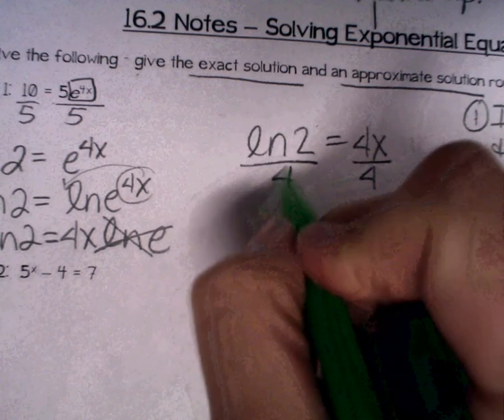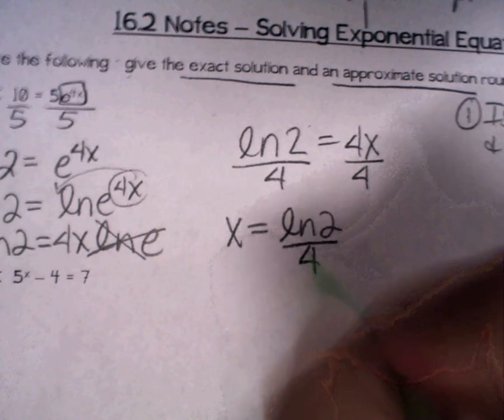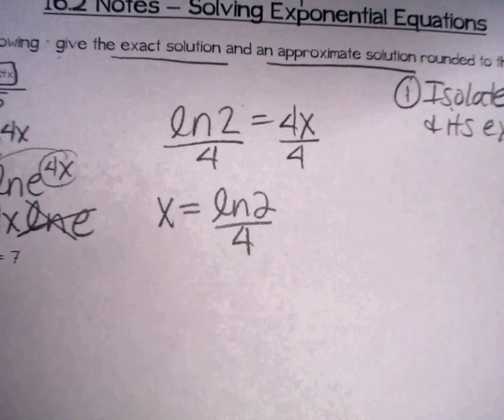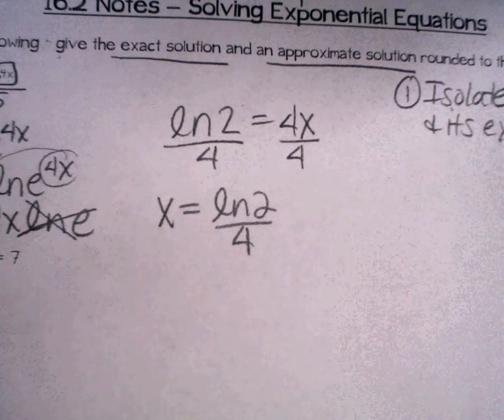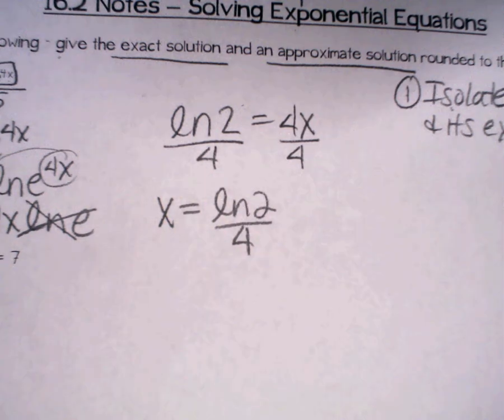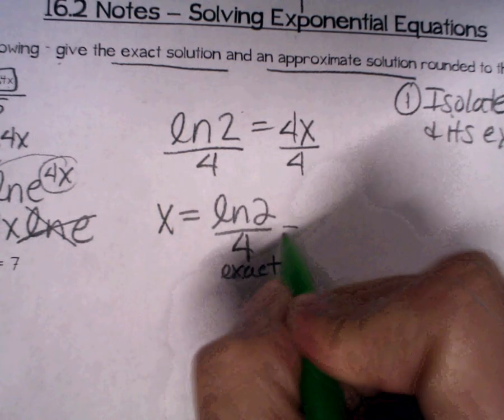Our last step to really get x by itself is to divide by 4. Our exact answer is ln 2 over 4. And you're thinking, now that's exact? Yeah, that is exact, because we haven't rounded it. Remember, logs and natural logs tend to be decimals that go on and on and on. So this is the exact value.